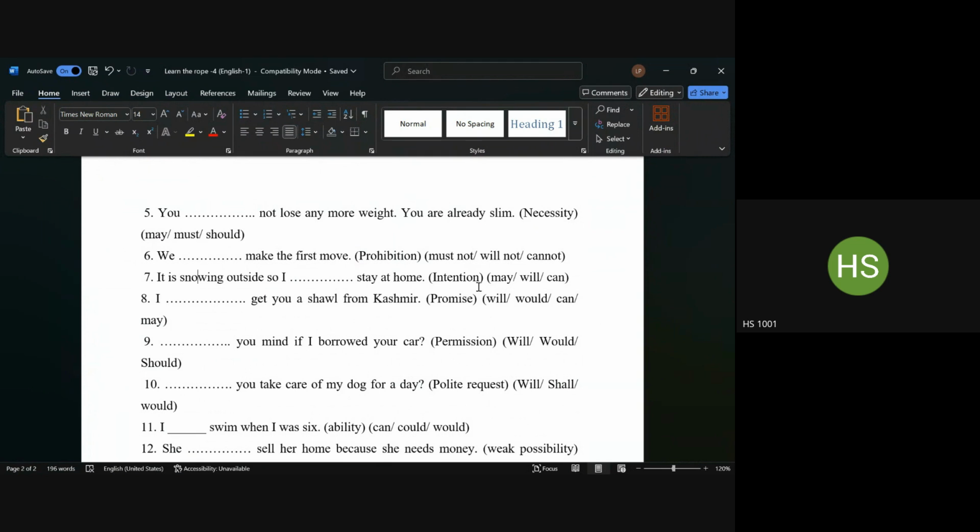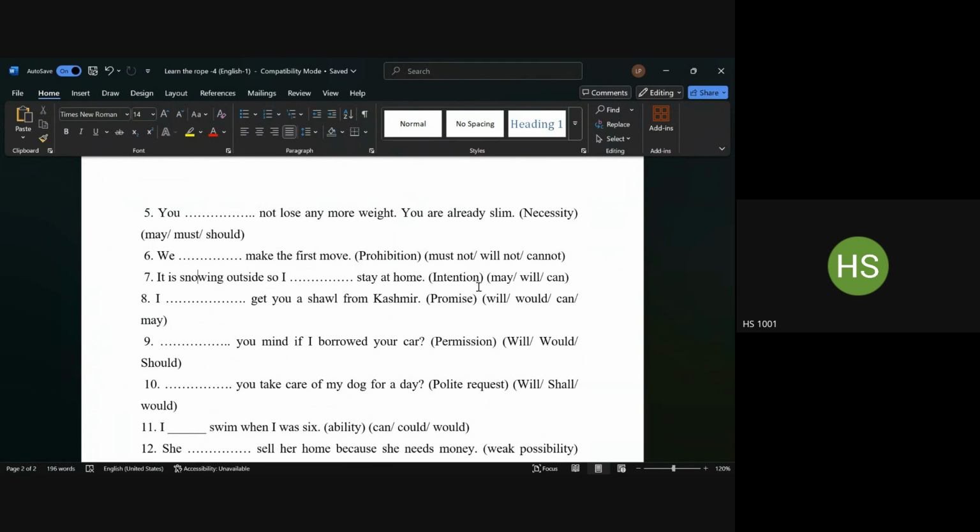Ninth one: Dash you mind if I borrowed your car? Permission. Will, would, should. Would. It doesn't say polite or anything. It just says permission. Dash you mind if I borrowed your car? You're only seeking permission. You'll say, "Will you mind if I borrowed your car?" It's like "can I go home" type. You're seeking permission, but the context doesn't specify if it is a formal request. It just says permission.